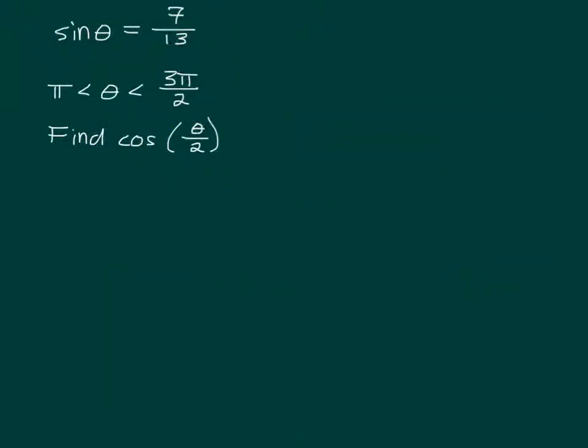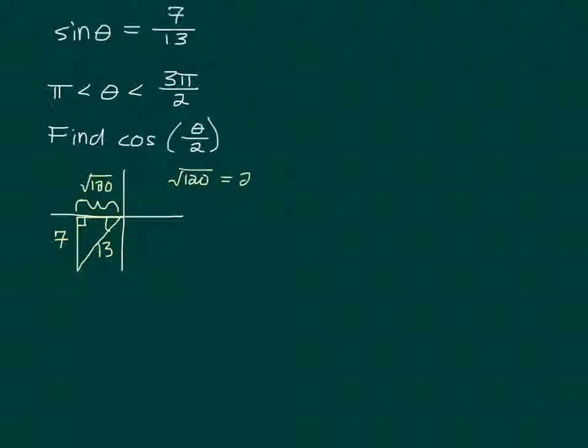So here, you're told sine. So the first thing that we have to do is determine what cosine is. We know that we are between pi and 3 pi over 2. So my triangle should be here. Sine is 7 over 13. So what is that length? When you do Pythagorean theorem, this length is root 120. But we all know that root 120 is 2 root 30.